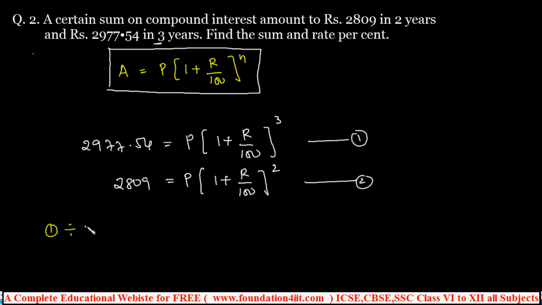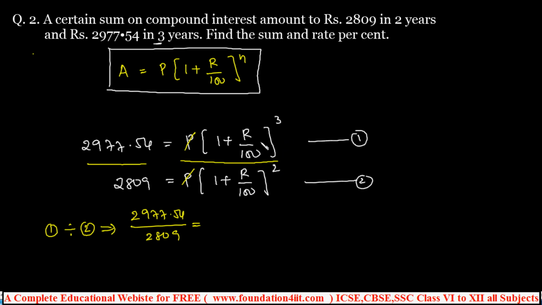Divide the first equation by the second equation. That means this divided by this, and LHS and RHS similarly you can calculate. So 2977.54 by 2809, and P gets cancelled, and 1 plus R by 100 power 3 by 1 plus R by 100 power 2. So how much will we get?